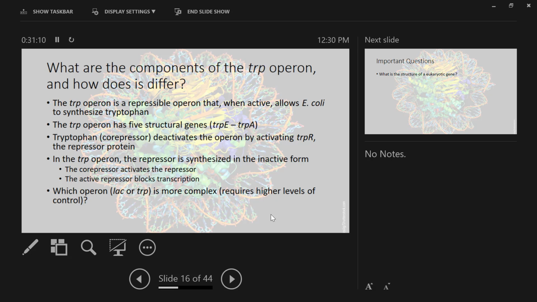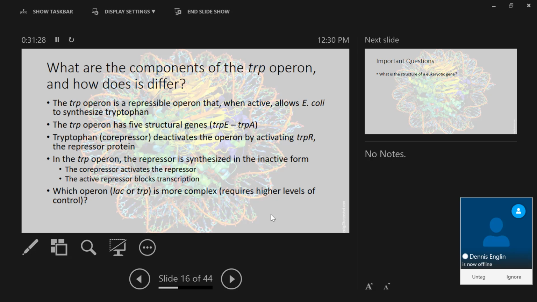Which operon is more complex? It's the lac one because it needs 2 things. This one just needs 1. Because it needs the lactose. And also the lactose has to make something else be made, which then makes that repressed. This is just like the thing that it makes represses itself. It's really like a little circle. But they're all expressed together.